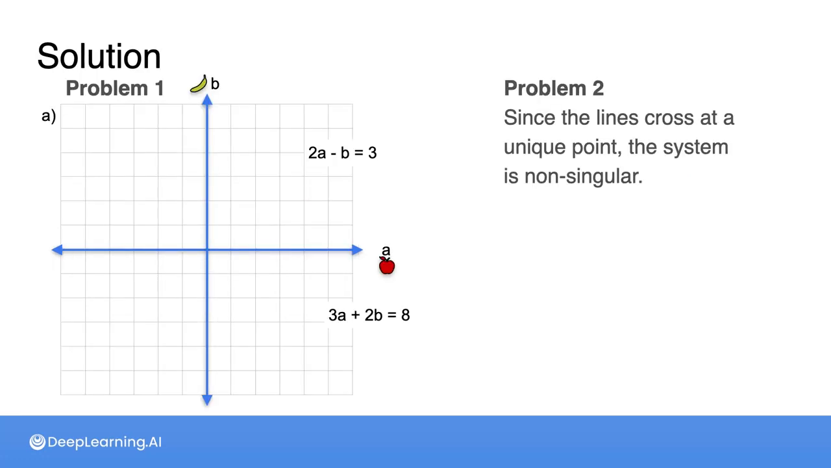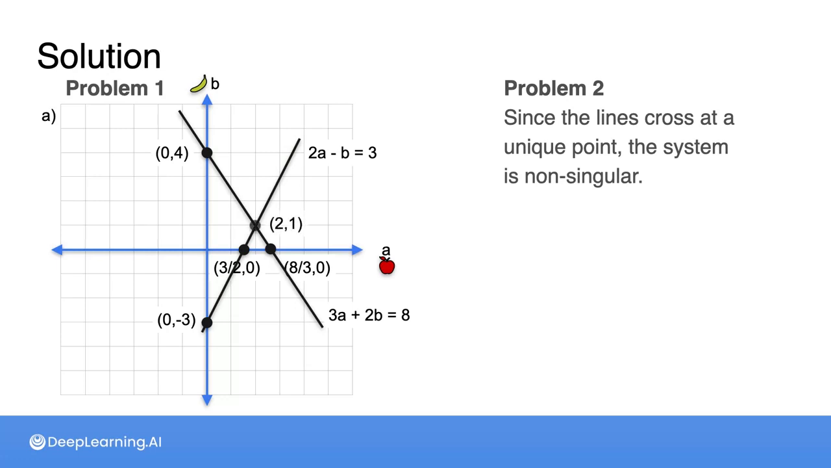In order to plot these lines, you can notice that the line with equation 3a plus 2b equals 8 goes to the points (0, 4) and (8/3, 0). And the line with equation 2a minus b equals 3 goes to the points (0, -3) and (3/2, 0). And notice that the 2 lines cross at the point (2, 1), which is precisely the unique solution to the system of equations. That's a equals 2 and b equals 1. Since the 2 lines intersect at a unique point, then the system is non-singular.